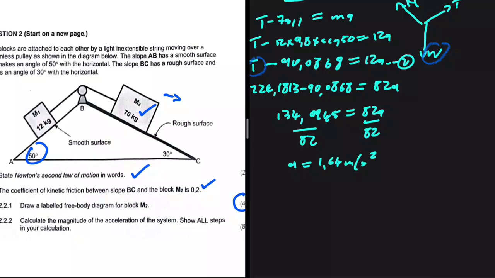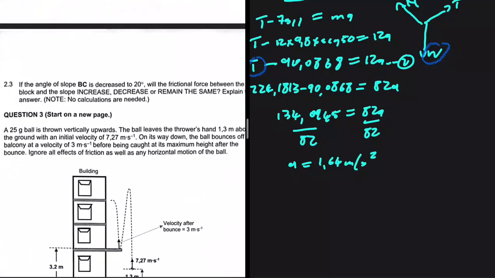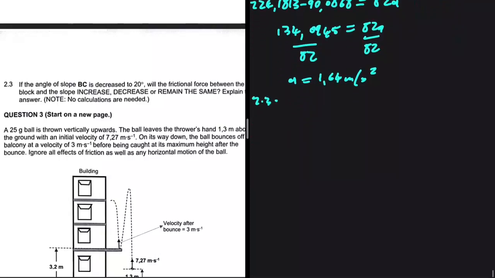2.2.2 done, let's do 2.3. So 2.3 is saying that if the angle of slope BC is decreased to 20 degrees, initially it is 30 degrees and now it is being decreased to 20 degrees, will the frictional force between the block and the slope increase, decrease, or remain the same? Explain your answer. So the frictional force is going to increase. Let me show you why.